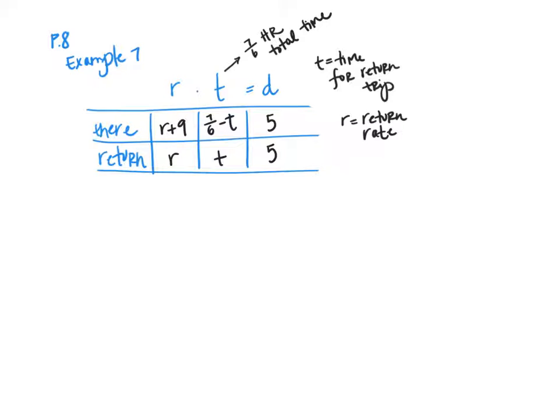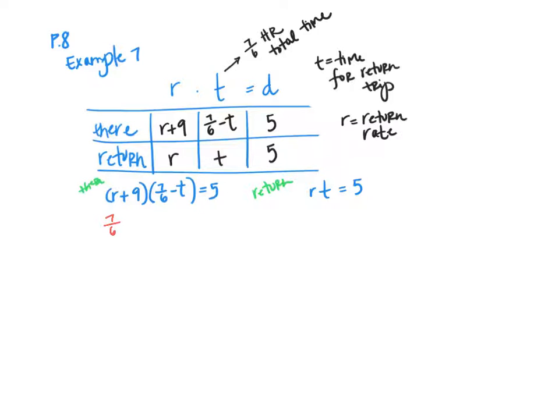Well, then I like to write my equations and see kind of where I'm at. So this first equation, I can do the quantity of R plus 9 times the quantity 7/6 minus t equals 5. That's for going there. And then on the return, I have an easier equation. I have RT equals 5.